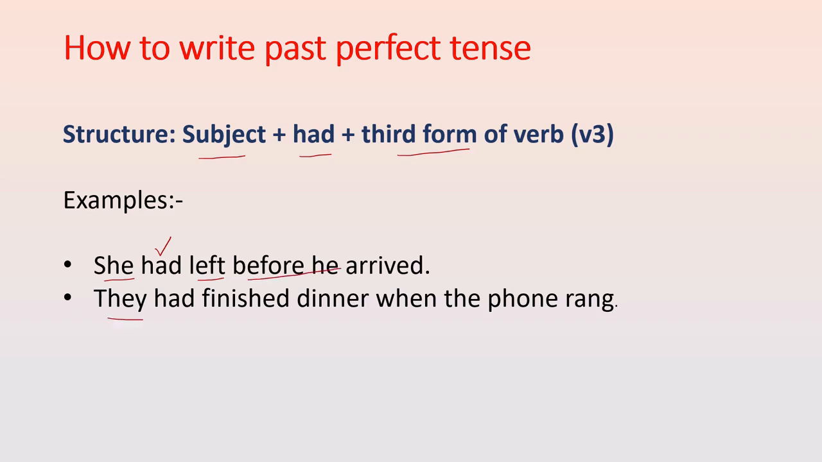They is the subject here. Then we add had after the subject, and then finished. Finished is the third form of the verb finish. And then the rest of the sentence. So these are the past perfect tenses.